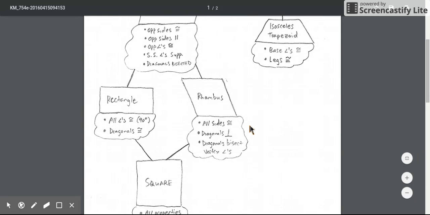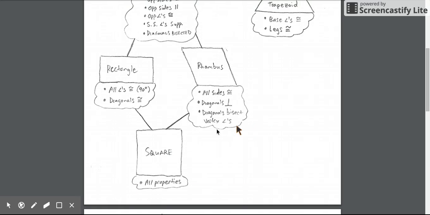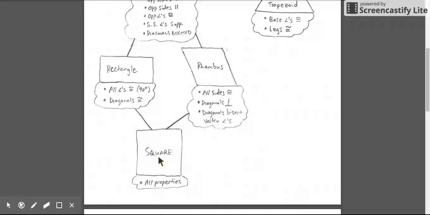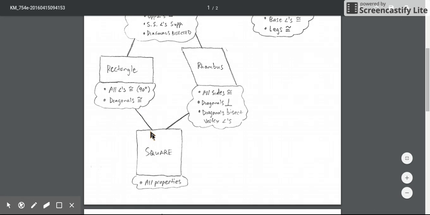But if they were to get together and have a kid, they would have a square, and the square would share all of the properties. So a square has rectangle properties. It has rhombus properties. It also has parallelogram and quadrilateral properties. So it's at the bottom of the tree. It's inheriting all of the properties above it.